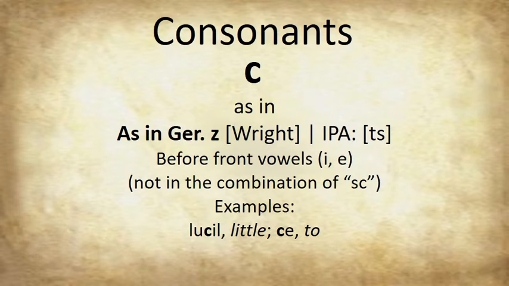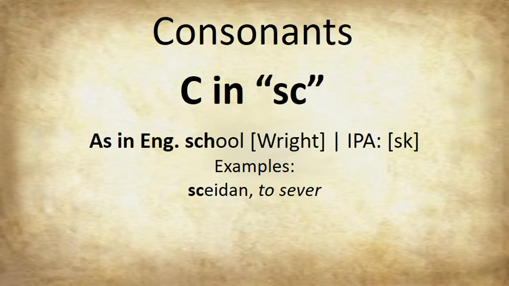C makes another sound, as in German Z. So it makes a TS sound, that TS sound. And this happens before front vowels. And front vowels, in this case, are I and E. However, the C does not make this sound in the combination of SC. So we have our examples here of lützel, little, ze, two. C in the combination of SC, as in English school, sk, skedan, to sever.